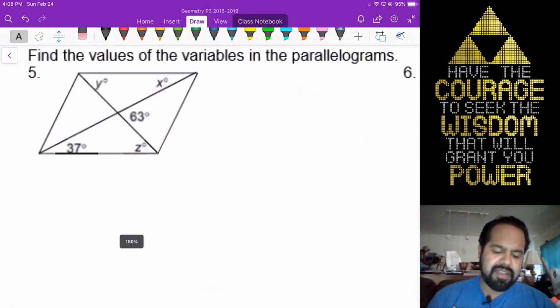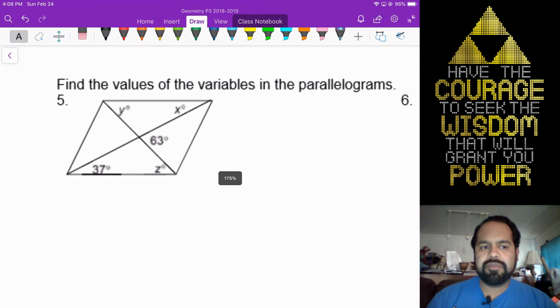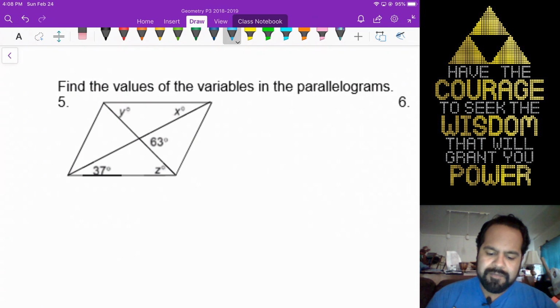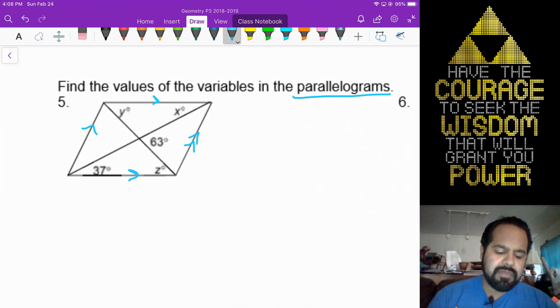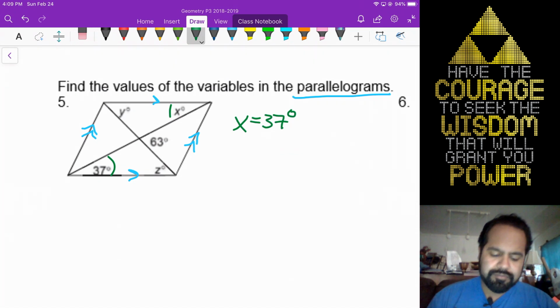Now, number 5, find the values in our parallelograms. Ooh, parallelograms. That means that these are parallel. That means that these are parallel. We're going to have a lot of fun things happen with the diagonals. Great. So let's see here. I believe that since we have our parallelograms, we're going to have alternate interior angles here and here. So then x equals 37 degrees.